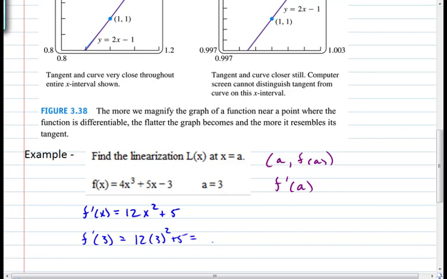calculators, how many? 149? 113? And the point is at 3. What is f of 3? Go into the function, 4 times 3 cubed. That's 4 times 27 plus 15 minus 3. 4 times 27 plus 3 plus 15 minus 3.